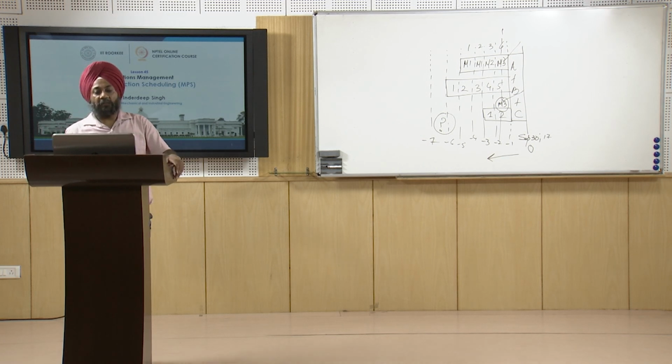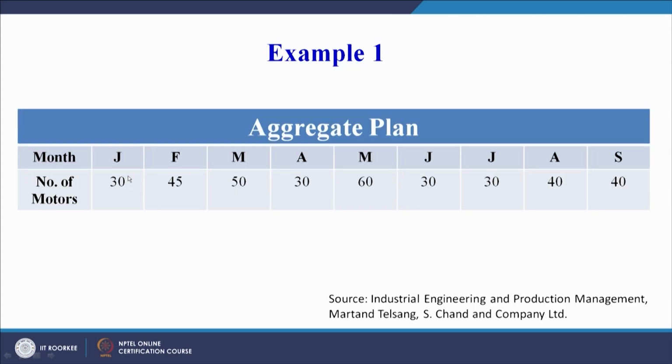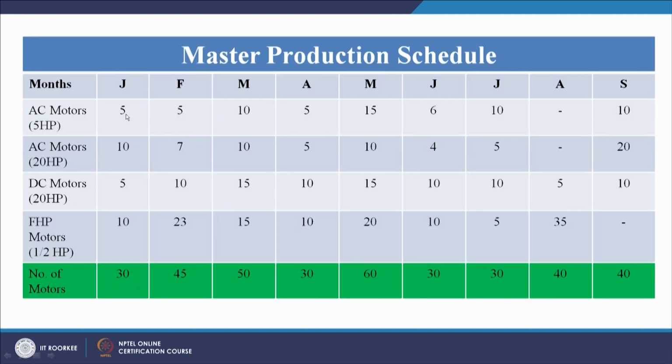Now we can see the master production schedule can be formulated like this. Within the motors also there are 4 different types of motors. So we can see 30 is the total requirement which was there in the previous slide. We can see for January, 30 motors. So here we can see 30 subdivided into 5 AC motors, 5 horsepower. So accordingly the distribution is there.